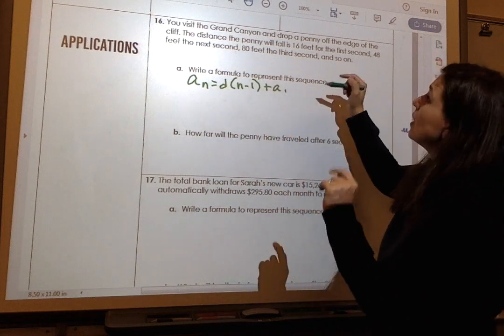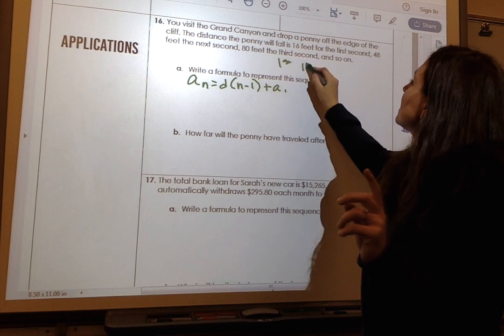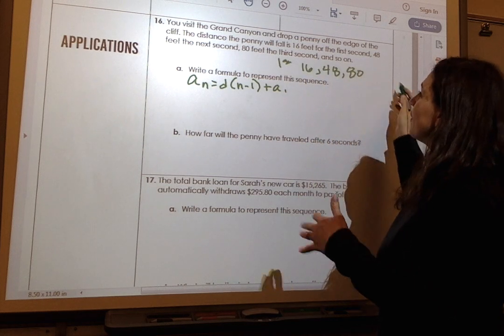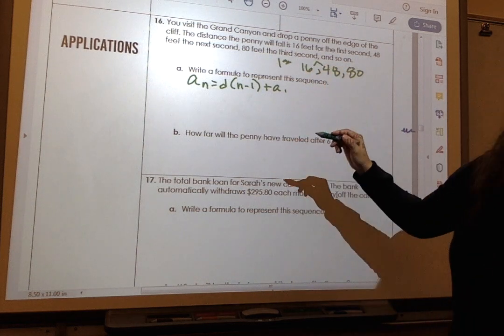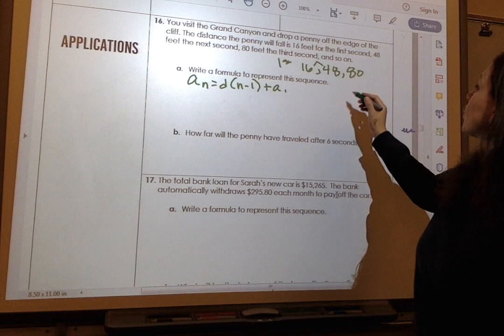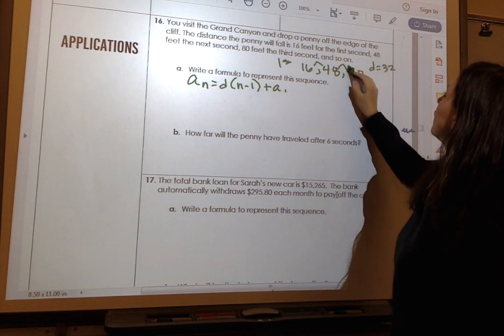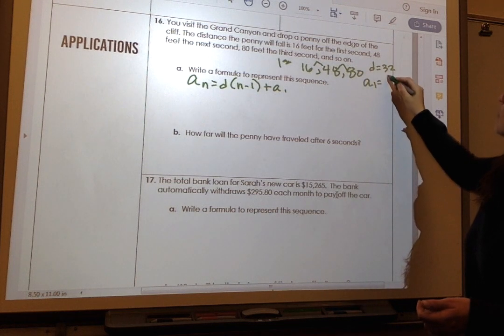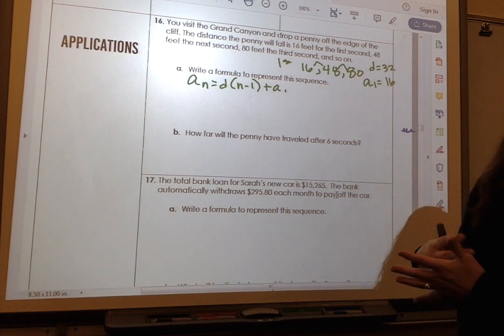So common difference. So the first second is 16 feet. The second is 48, then 80, and then so on. So what is my common difference here? 16 and 48, my common difference is 32. And is that consecutive? 32 to here, it's 80. So my common difference is 32. And the first number in my sequence is 16. So I've identified a1 and I've identified the difference.